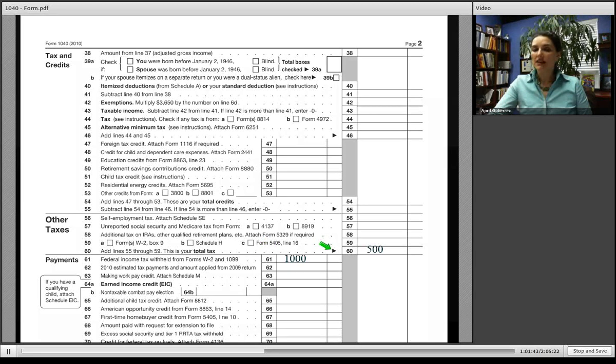We need line 60 to be 0. If line 60 is 0 on that joint return, and on each of the married filing separate returns, if they chose to file that way instead, the tax would still be 0 for each of them. That is the only situation where your child or your dependent can file a joint return and still be claimed by you as a dependent.